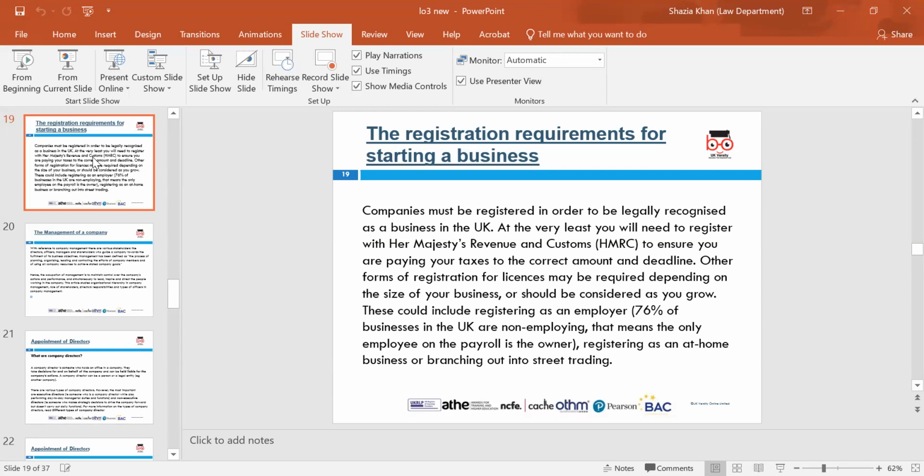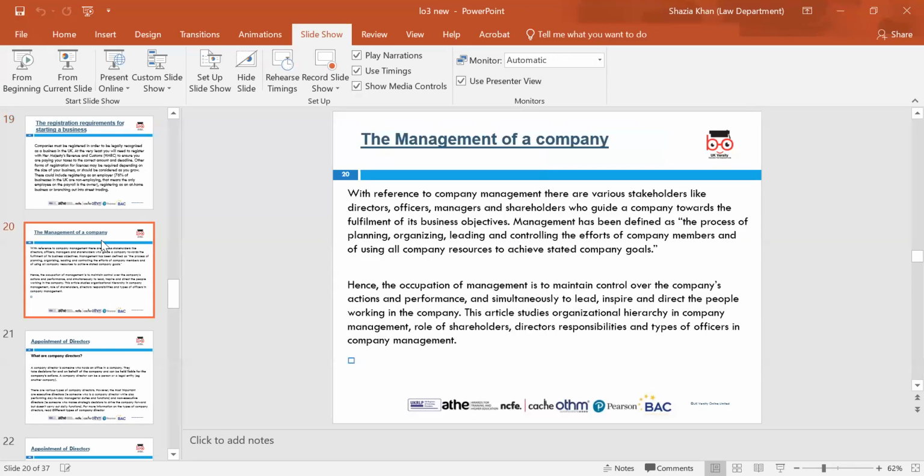76% of the businesses in the UK are non-employing. That means that the only employee on the payroll is the owner. Registering as an at-home business or branching into street trading. The management of a company. With reference to company management, there are various stakeholders like directors, officers, managers, and shareholders who guide a company towards the fulfillment of its business objectives.